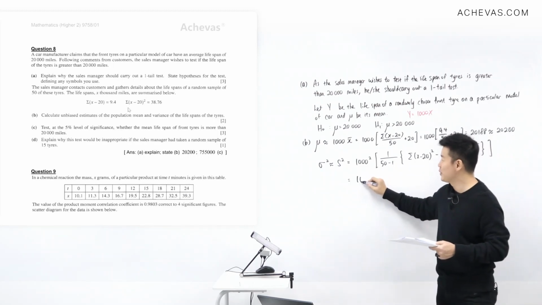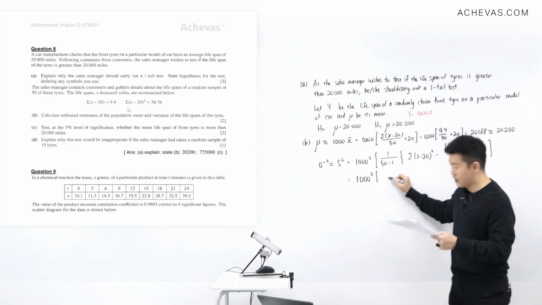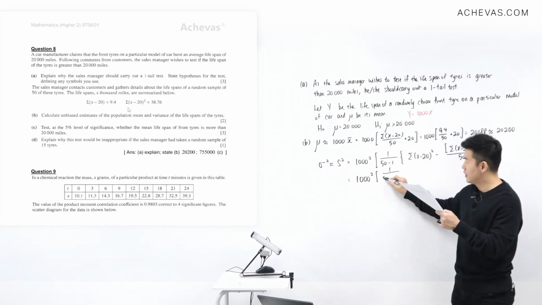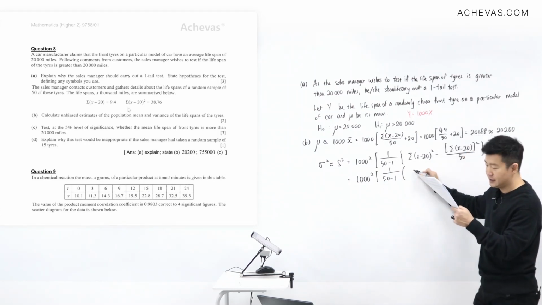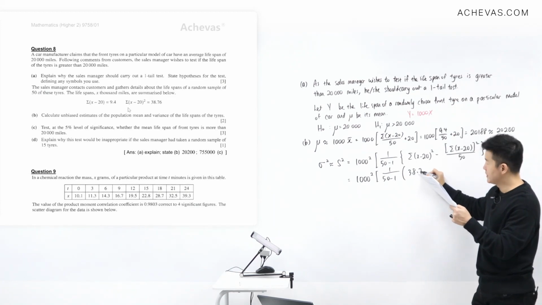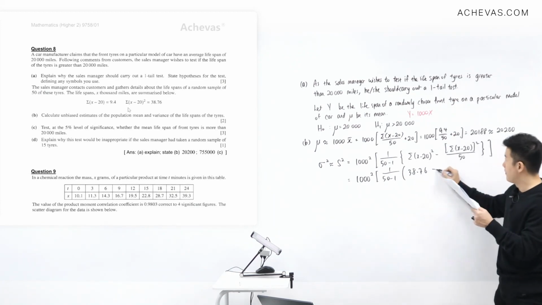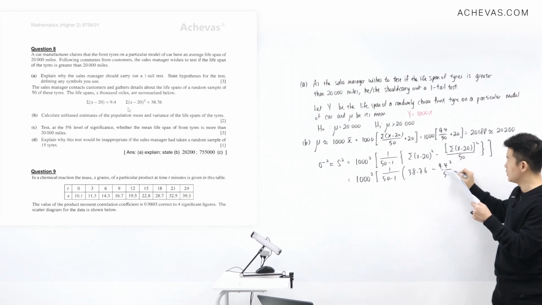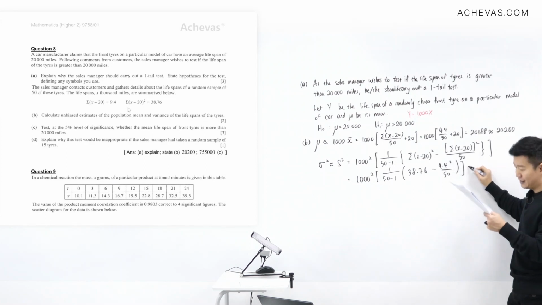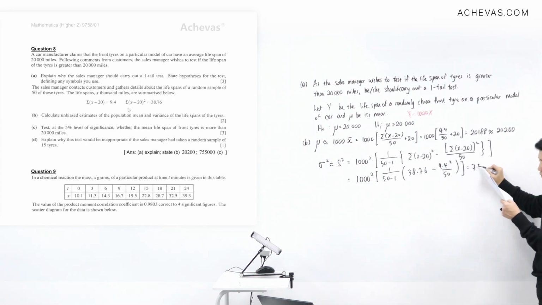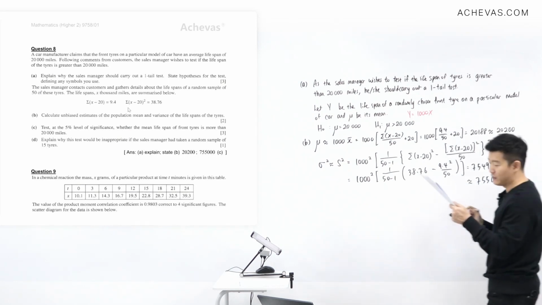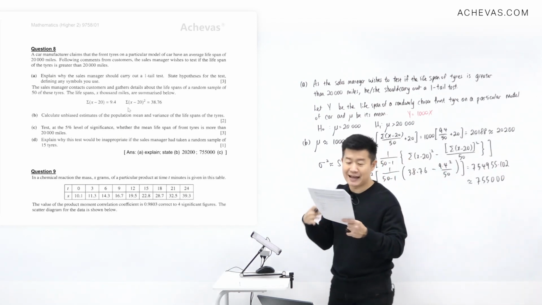So it is going to be equal to 1000 squared, then 1 over 50 minus 1, then 38.76, which is given to us by the question, minus 9.4 squared divided by n, which is 50. And close bracket, this is equal to 754,955.102, which is approximately 755,000 to three significant figures.